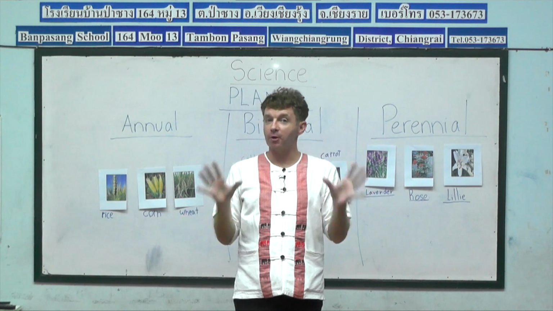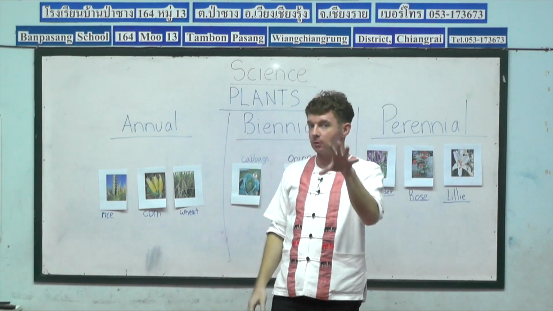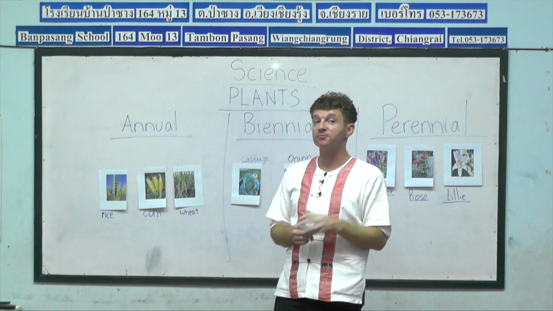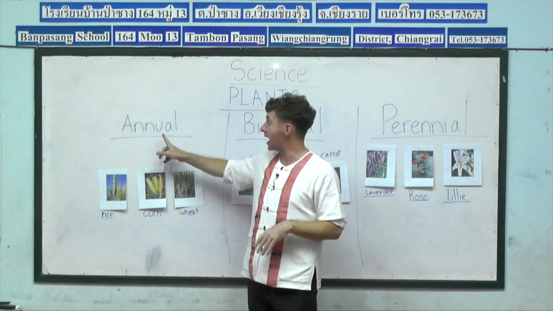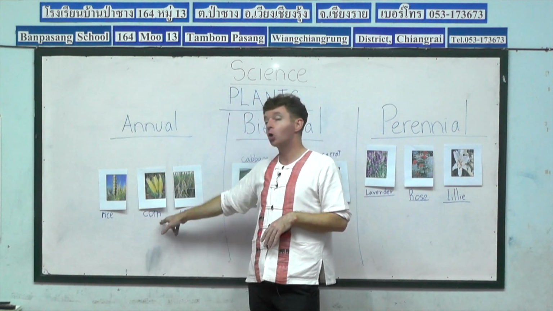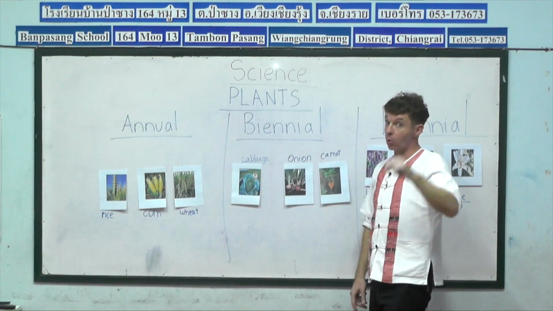So now we've correctly sorted our plants into categories based on how they live or how long they live for. So let's practice speaking 1 final time. Annual plants, rice, corn, wheat, 1 or less than 1 year.